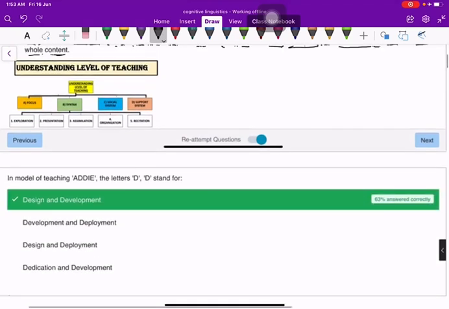Now, the understanding level of teaching. Under the understanding level of teaching, you first have 4 divisions. The first is focus, then the syntax, then the social system, then the support system. Under the syntax, you have 5 things. The first is exploration, presentation, assimilation, organization, and recitation.